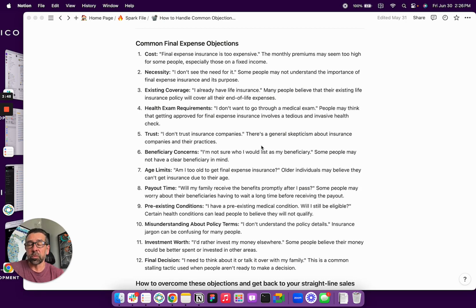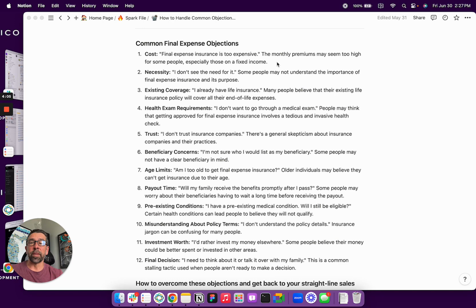And you can find some resources off the internet. You could build some of your own documents, and again, just get your thinking started. So let's go through a couple of these. Cost. Hey, final expense is too expensive. This is one, no matter what you're selling, you're going to have a cost objection, right?